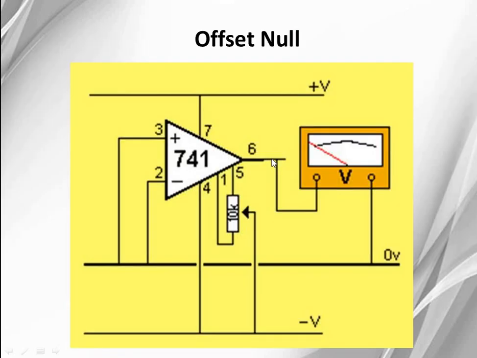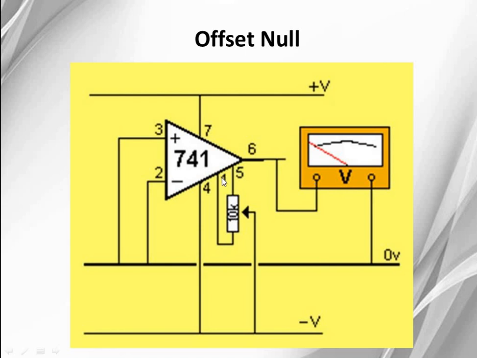And this is offset null. See here, this voltmeter shows 0 voltage. That means 0 volt input is provided to the inverting and non-inverting terminals, so it has to show 0 output always. It is offset null. This is the voltage required to nullify the offset voltage present inside.